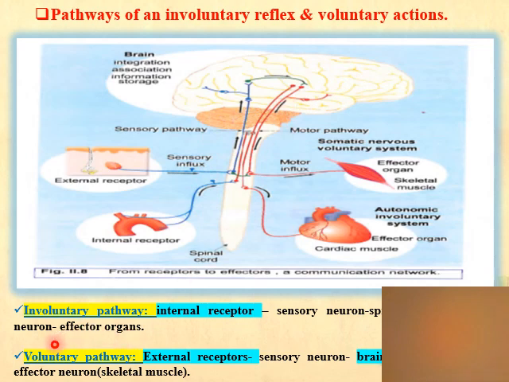And concerning the voluntary pathway, the difference is when we are subjected to external receptors, or to a stimulus. When the external receptors receive a stimulus, the message passes to the sensory neuron, which will be taken to the brain. Unlike the involuntary one, which is taken to the spinal cord to be controlled, here it will be taken to the brain in order to reach the effector organ by the effector neuron, which is mainly the skeletal muscle.